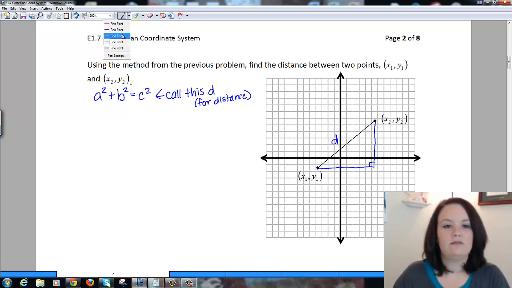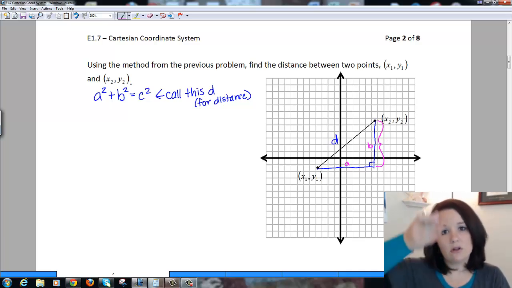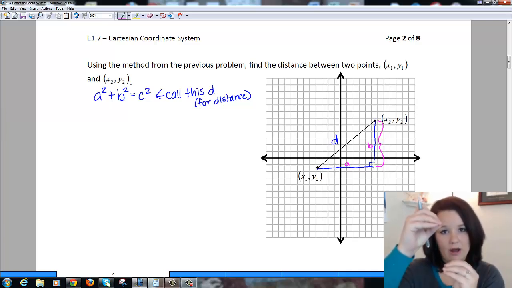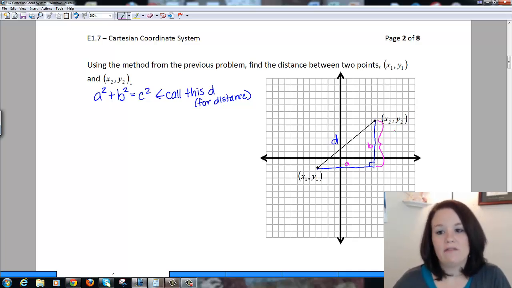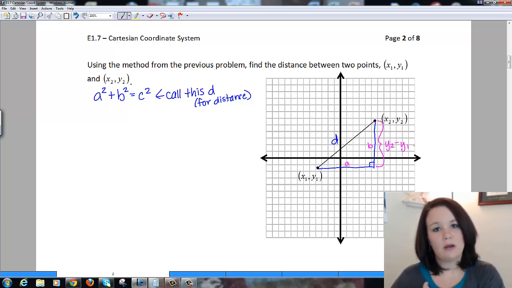My points are already written in for me, so I'm going to figure out how I can find the length of this side B. I'm going to call this one my B side, and this one my A side. If I want to find the length of B, remember, just like last time, I'm looking at a vertical line. So to figure out the length of that vertical line, I look at the higher y value and the lower y value, and if I subtract them, that tells me how long that line is. My higher y value here is y2, and I subtract my lower y value, which is y1. So the length of B is y2 minus y1.